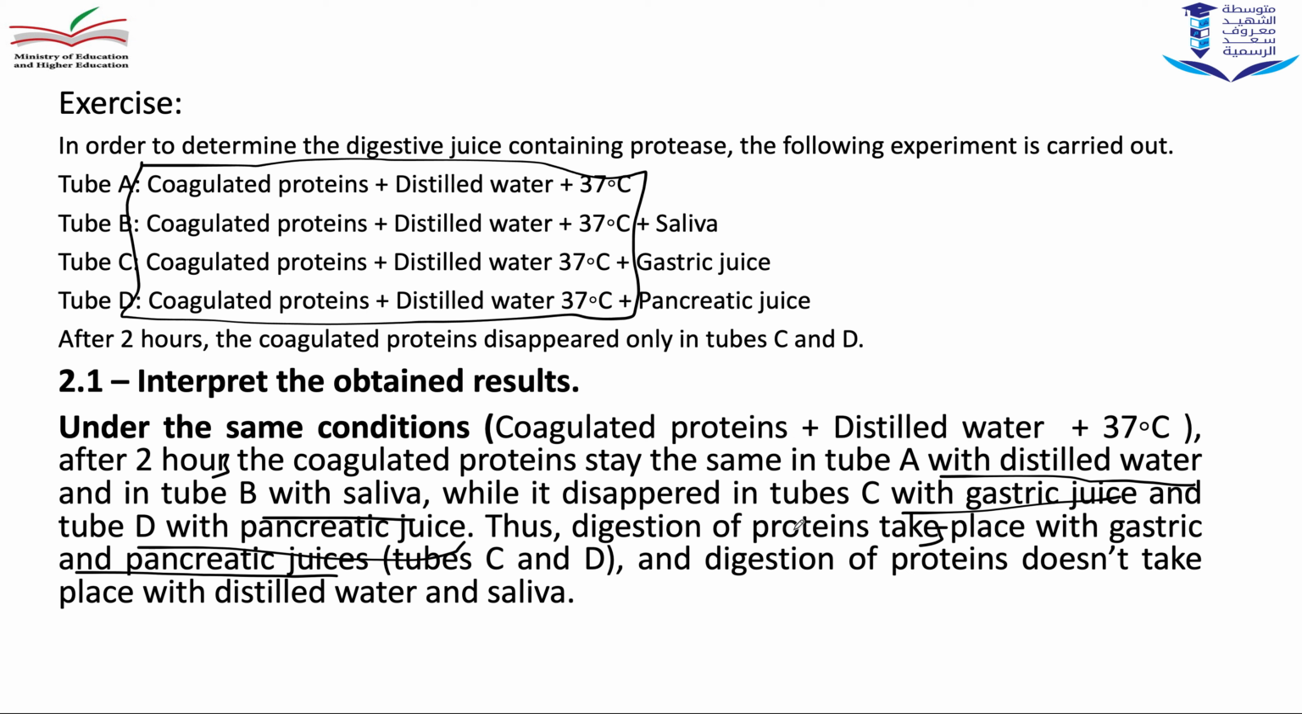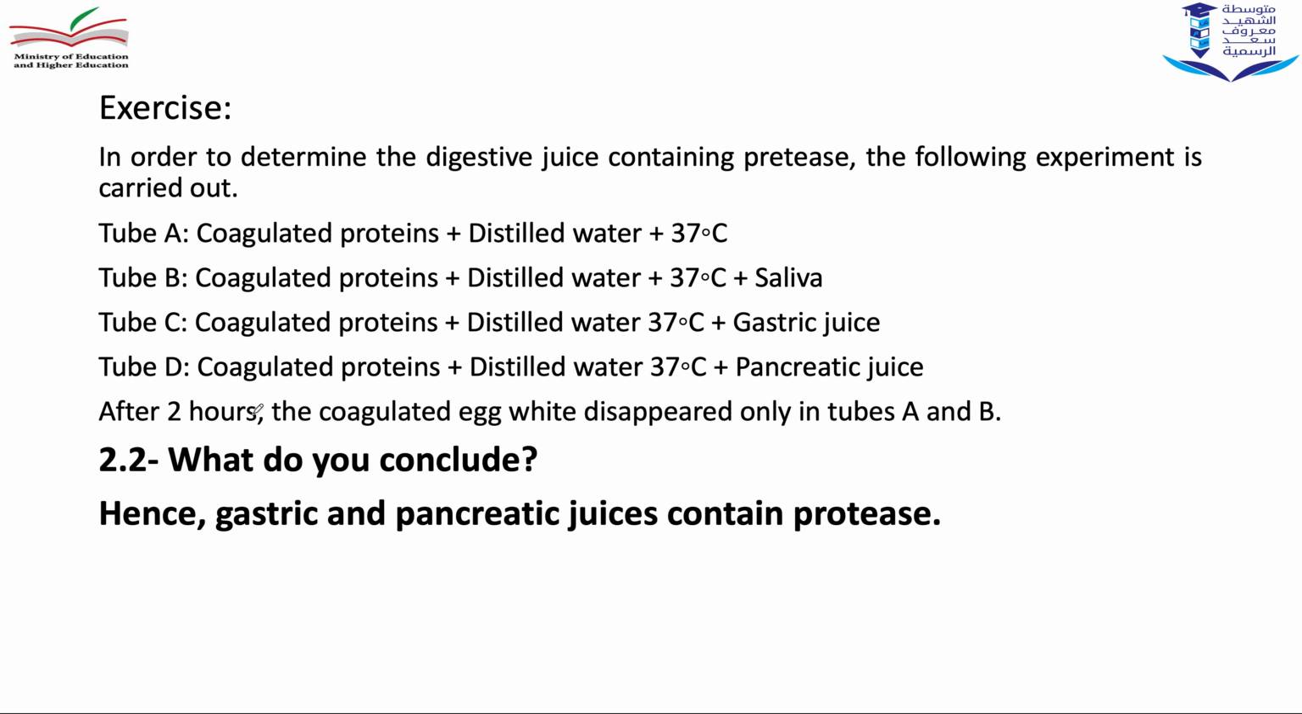A and B, which are the ones with distilled water and saliva. Okay, so here don't forget to write a significance concerning the digestion of proteins and the juices. And here don't forget the variable factor and common conditions.